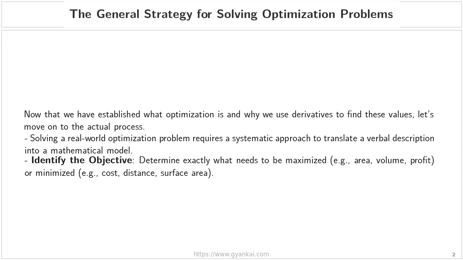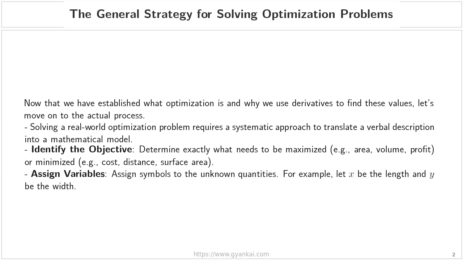First, you must identify the objective. This means determining exactly what needs to be maximized, such as area, volume, or profit, or minimized, such as cost, distance, or surface area. You cannot start the math until you know exactly what the best solution looks like for that specific problem. Second, we assign variables. We need to give mathematical symbols to the unknown quantities. For example, we might let x represent the length and y represent the width of a rectangle.